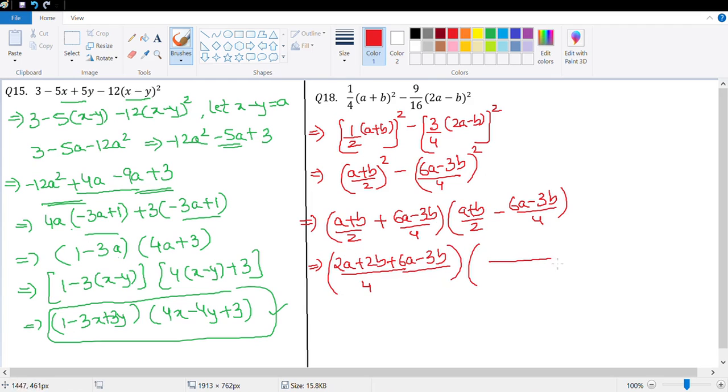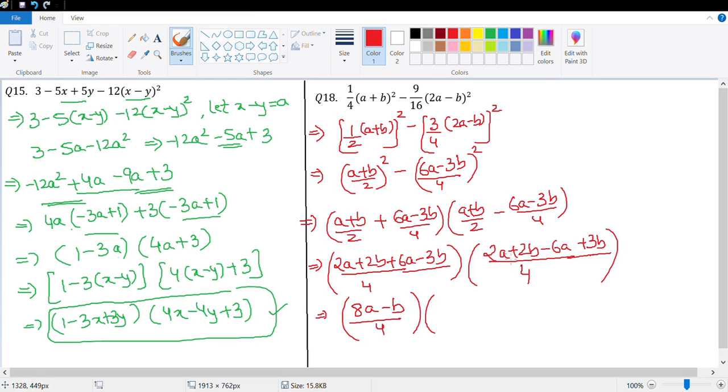Again, let's take the LCM here. LCM again is 4. So this is still 2a plus 2b. And this is minus 6a. And minus into minus, that's plus. So plus 3b. Let's reconfirm 2a plus 2b minus 6a plus 3b. Let's see if we have any like terms. So 2a plus 6a, that's 8a. 2b minus 3b, that's minus b upon 4.